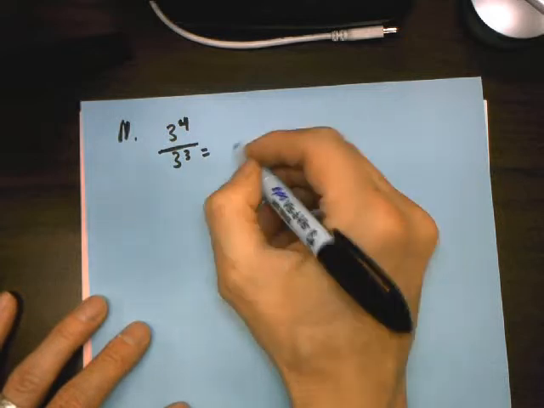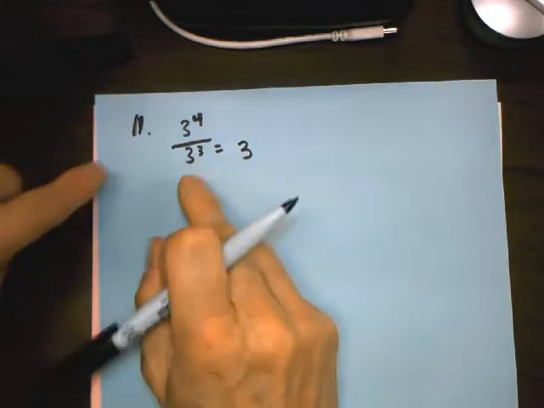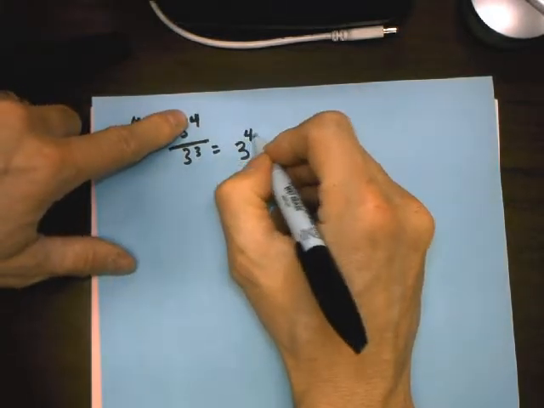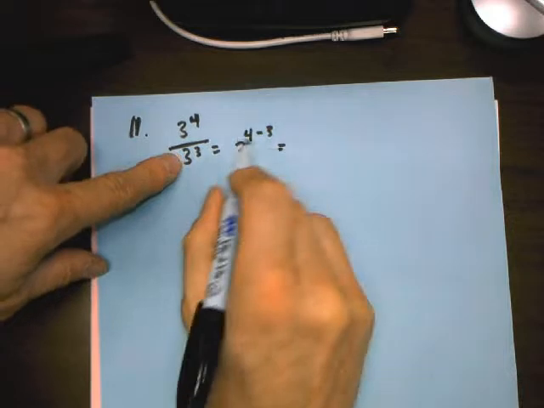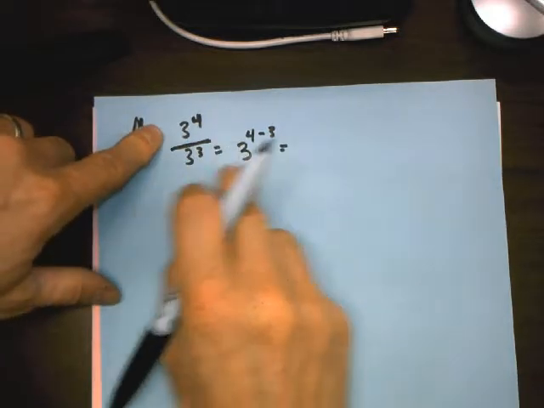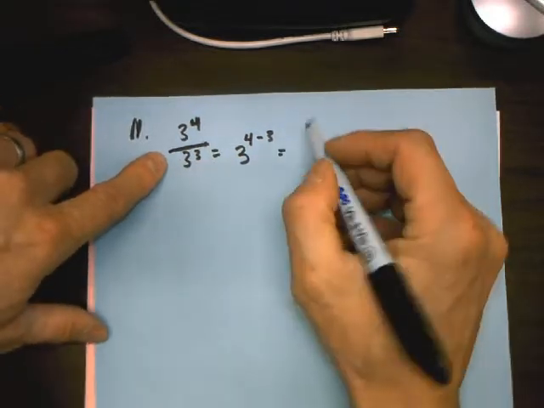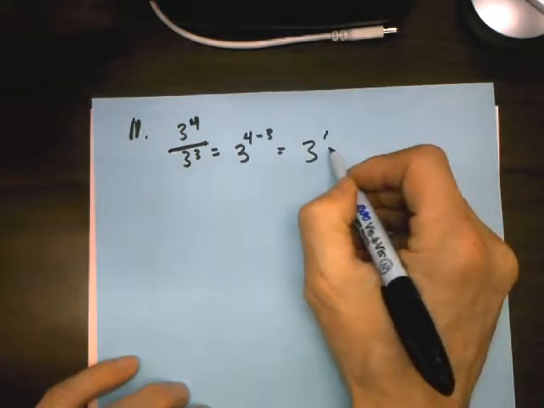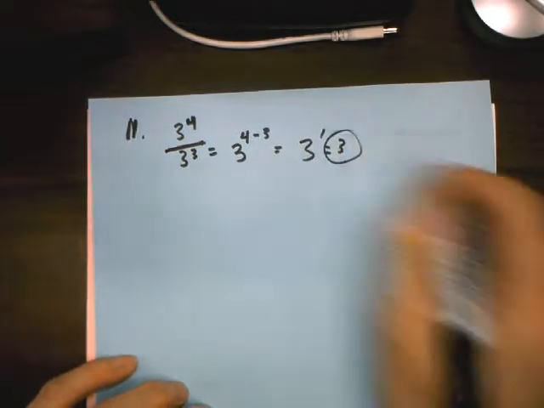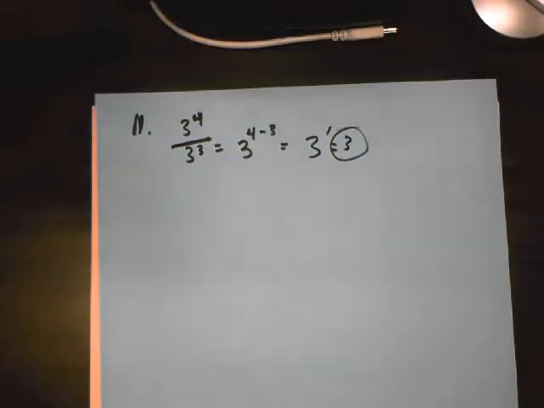We're dividing powers with the same base, so I copy the base and subtract top exponent minus bottom. That's the shortcut for dividing powers with the same base. I'm not subtracting these numbers, I'm subtracting their exponents, which means I'm actually dividing these numbers. 3 to the 1st, and I'm done. 3 to the 1st is just 3.